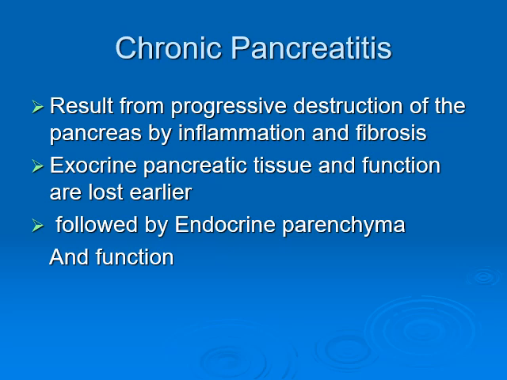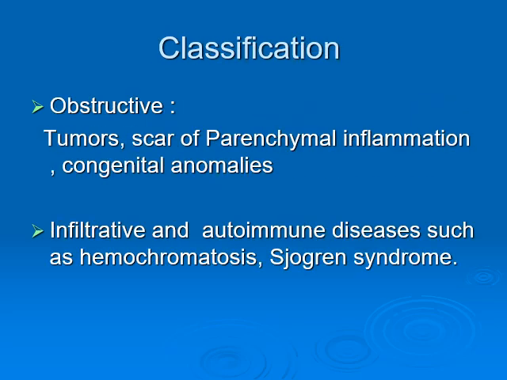Exocrine pancreatic tissue and function are lost earlier. You find the patient presenting with steatorrhea rather than diabetes mellitus, followed by loss of endocrine parenchyma and function that will be manifested as diabetes mellitus.